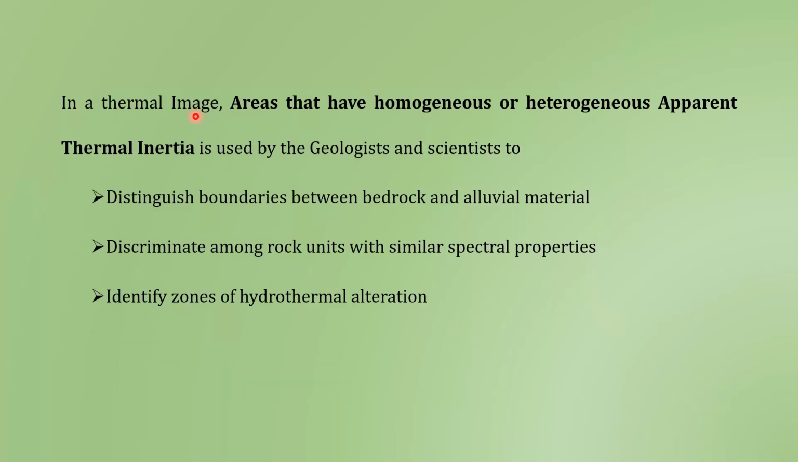So, in a thermal image, areas that have homogeneous or heterogeneous apparent thermal inertia are used by geologists and scientists to distinguish the boundaries between the bedrock and the alluvial material, or to discriminate among the rock units with similar spectral properties, and to identify the zones of hydrothermal alteration.